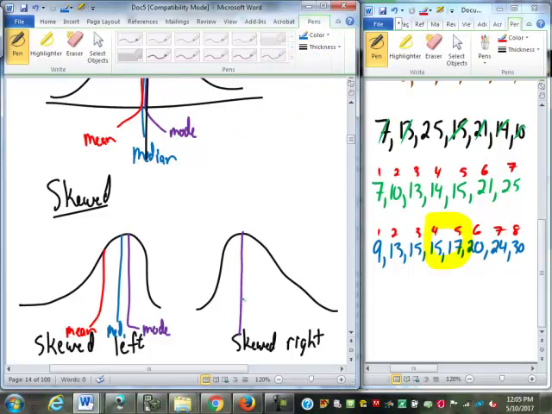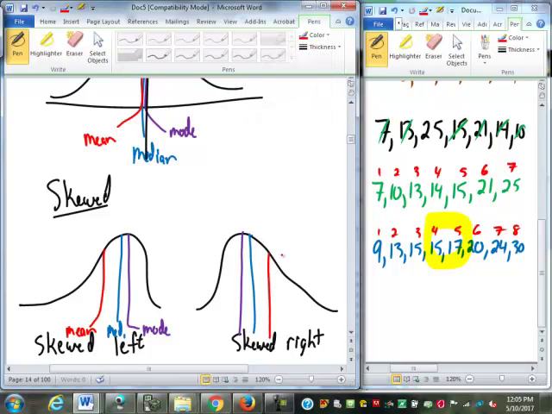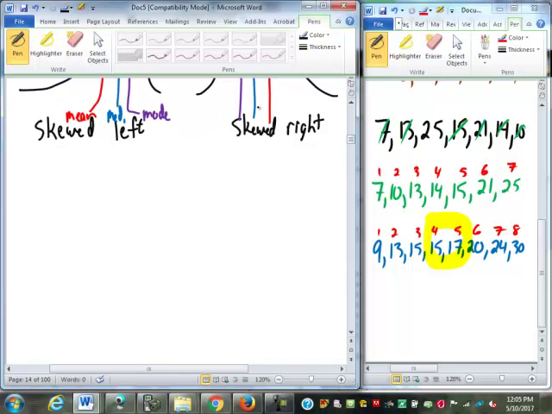The mode is purple. That's the highest point. The median moves a little bit off towards the tail that's skewed. And the mean moves a lot more. So if you're asked which one is a better measure of center, the mean or the median, most people would select the mean.